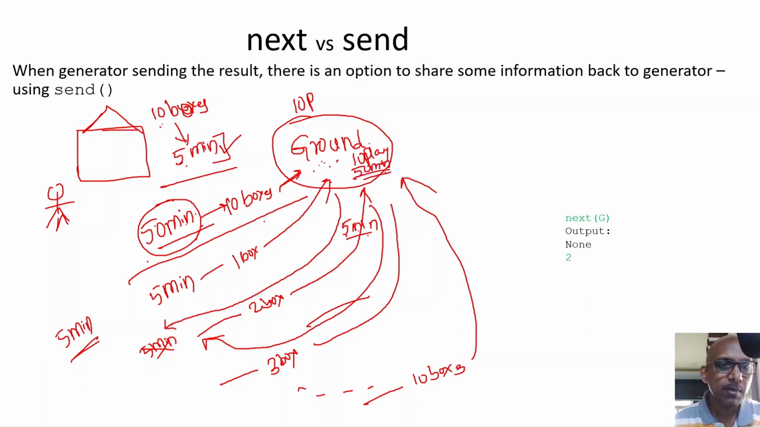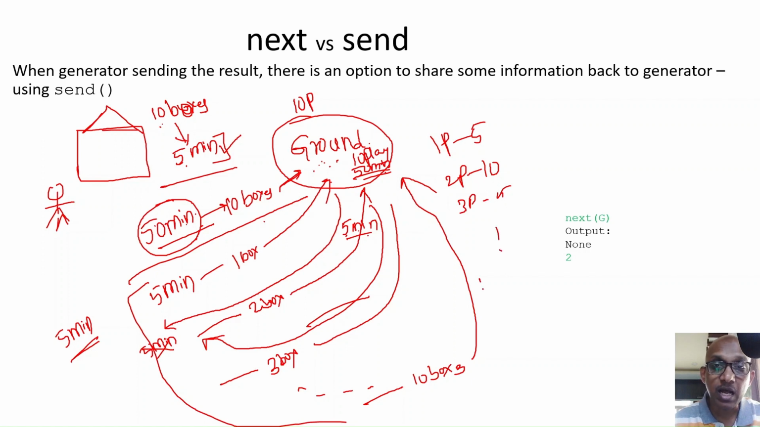You understand? But in this approach, the first player will wait for 5 minutes, the second player will wait for 10 minutes, the third player will wait for 15 minutes. So only the last player will wait for 50 minutes. You understand the difference? Here all 10 players are waiting for 50 minutes. Here only the 10th player is going to wait for 50 minutes. You understand the difference?